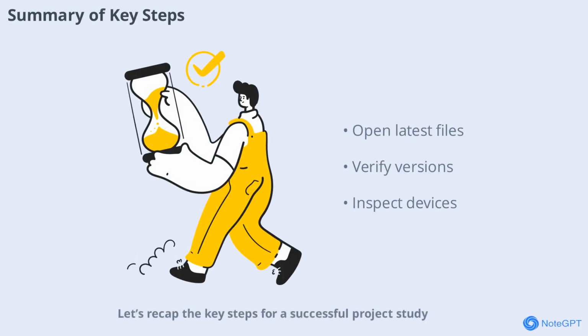Let's recap the key steps for a successful project study. Open the latest project files, verify software and library versions, map controllers and I/O modules, list all control module instances, check task scan times, verify SCADA mapping, and physically inspect devices. Following these steps ensures a thorough and effective preparation for commissioning.